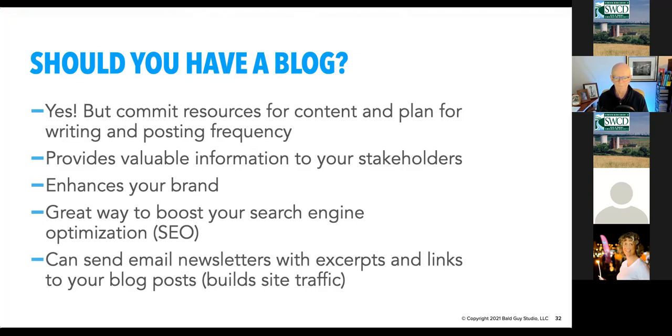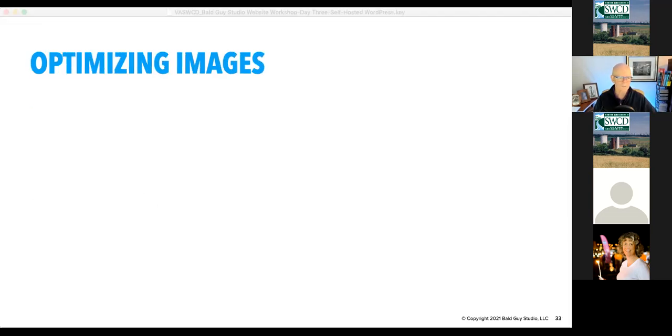Another thing that you can do with a blog is send out your email newsletter, once you've got an email marketing platform set up, with excerpts and links to your blog posts. So you might send out a digest once a month, but you've got 4 blog posts or 3 or 2 listed on that email newsletter, just with a little excerpt so people can get an idea of what the blog post is about. And then when they click on it, they will wind up on your website. And of course, that is a way to drive traffic back to your website.